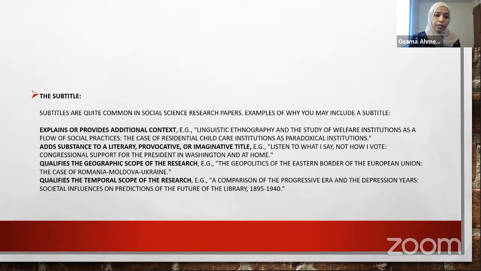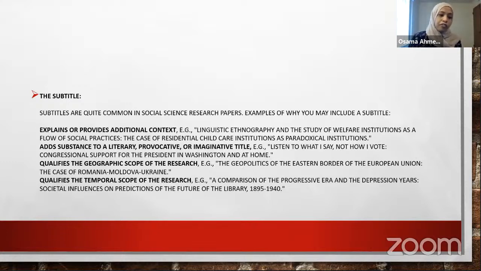And also it can add substance to a literary, provocative, or imaginative title. If you have a title like "Listen to what I say, not what I vote," this is somehow an imaginative title. You don't know what that title means. When I add a subtitle, "The congressional support for the president in Washington and at home," this is how you understand what the big title means. As you can see, this is mainly used in social sciences, not in scientific academic research papers.